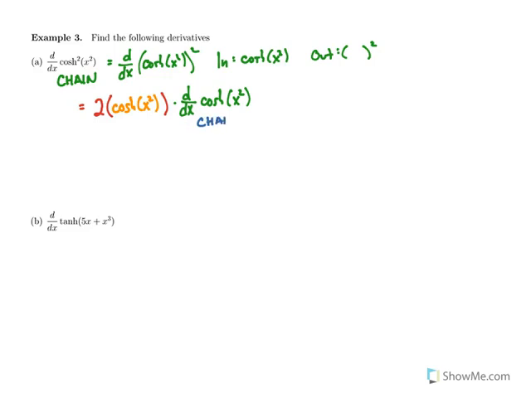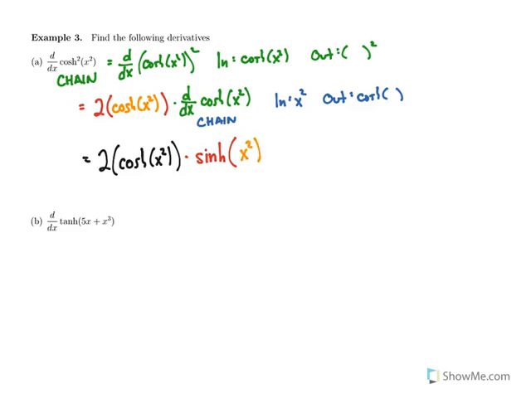Now we have to do chain rule again. This time the inside function is x squared. The outside function is cosh. So first of all, we copy down what we had before, 2 cosh of x squared. We take the derivative of the outside, which is sinh of, leave the inside alone, and then multiply by the derivative of the inside function. And we get 2 cosh of x squared sinh of x squared times the derivative of x squared, which is 2x.